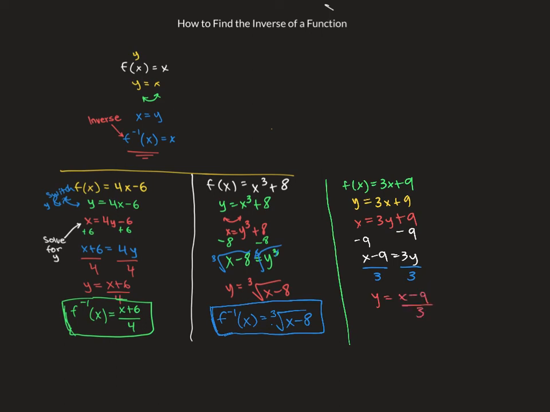And then you can simplify this a little further and get y equal to x over 3 minus 3. So then this will be your final answer. So then you go ahead and set up the equation: f of minus 1 x is equal to x over 3 minus 3.